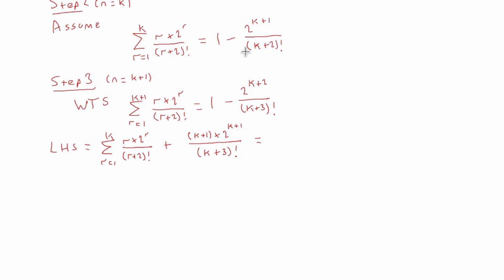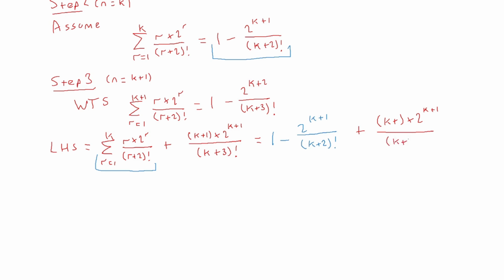But this thing is my assumption from up here. So this bit here, I'm just going to replace with that because it's equal to that from the assumption. So it's 1 minus 2 to the k plus 1 over (k plus 2) factorial. And then I've still got on the end plus (k plus 1) times 2 to the k plus 1 over (k plus 3) factorial.